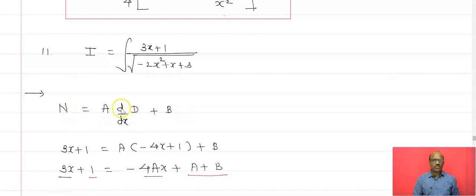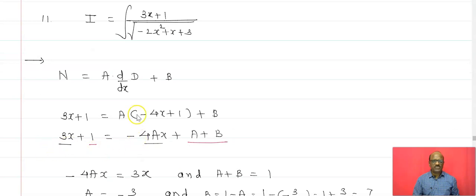This numerator is equal to a into the derivative of the denominator plus b. The numerator is 3x plus 1. A times the derivative of the denominator, that is the derivative of minus 2x square plus x plus 3. The derivative of minus 2x square is minus 4x, the derivative of x is 1, plus b. Now their multiplication is minus 4ax plus a plus b.